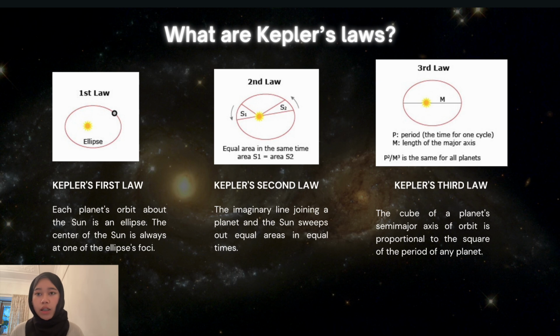Next one, Kepler's second law, or the law of areas. A line that connects a planet to the sun sweeps out equal areas in equal times. So, the planet moves fastest at perihelion, closest to the sun, and slowest at aphelion, which is farthest from the sun. And then next, we have Kepler's third law, or the law of periods. The square of the period of any planet is proportional to the cube of the semi-major axis of its orbit.